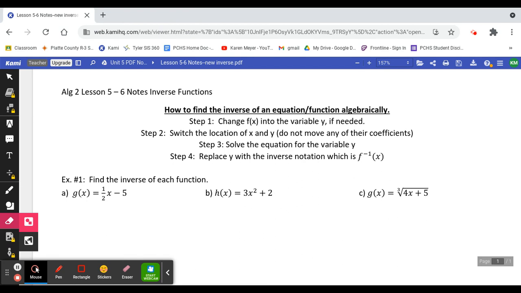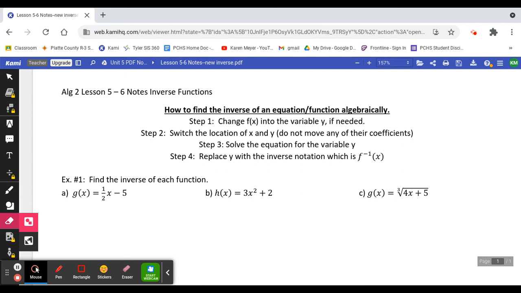So basically, when we're doing the inverse, we're trying to find the opposite of every operation in the function or equation. And in order to do that, we have some steps here that we need to follow. The first one says change f of x, g of x, h of x, whatever it may be, into the variable y. If it starts with y equals, then you don't need to worry about this step. Step number 2 says switch the location of x and y. And you're not going to move any of the numbers or powers or anything like that, only the letters x and y.